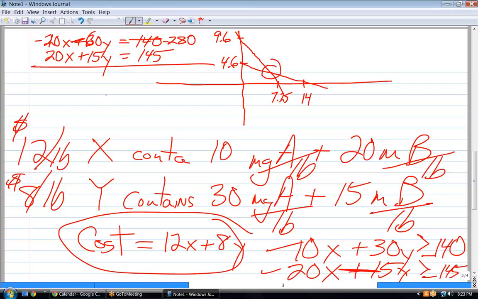Multiply the top by 2? Minus 2. By minus 2. The reason I did that is because most people prefer adding equations to eliminate a variable rather than subtracting equations. So when I multiplied it by minus 2, it changed that to minus 20x, and now I'm going to be able to add these equations. The x will go away.